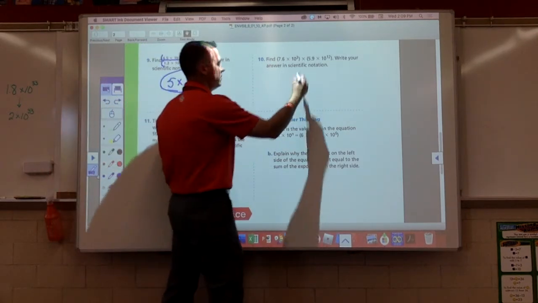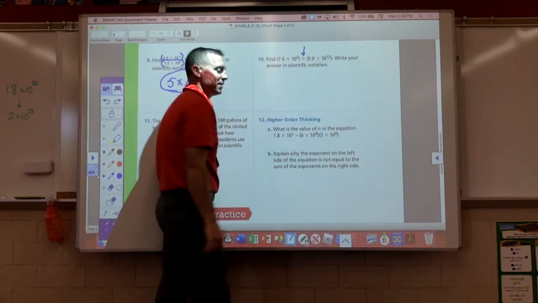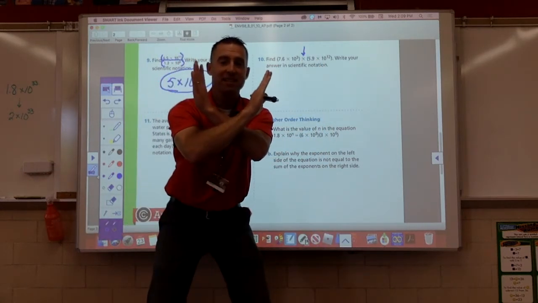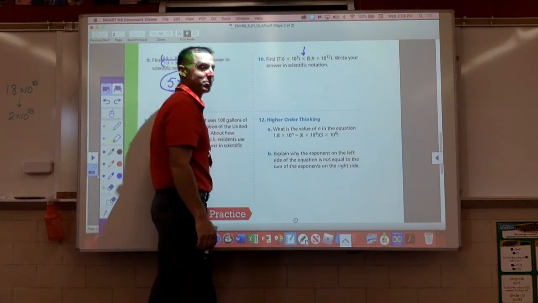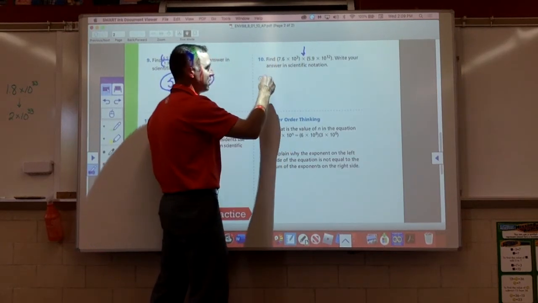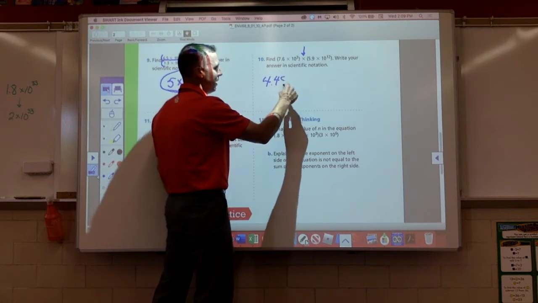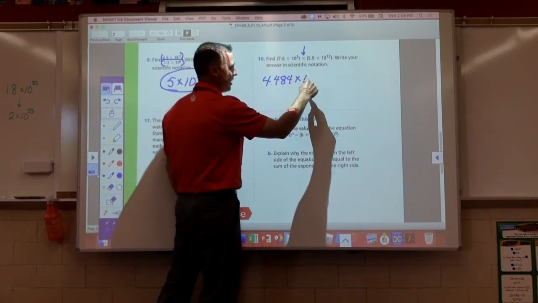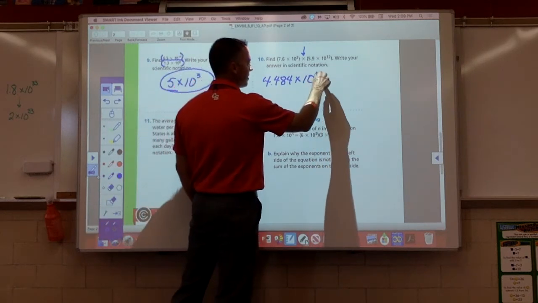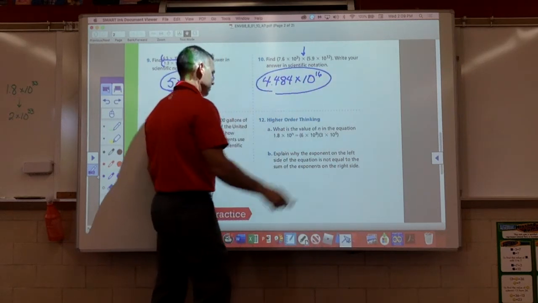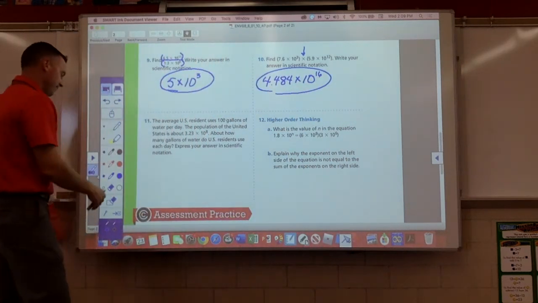This one here, that means multiply. If you didn't know it, the X means to multiply. Type it in. Press enter. Write your answer in scientific notation. 4.484 times 10 to the 16th power. Boom. Okay.